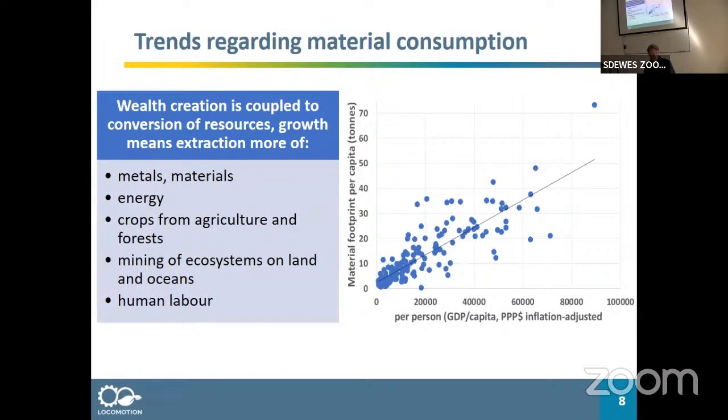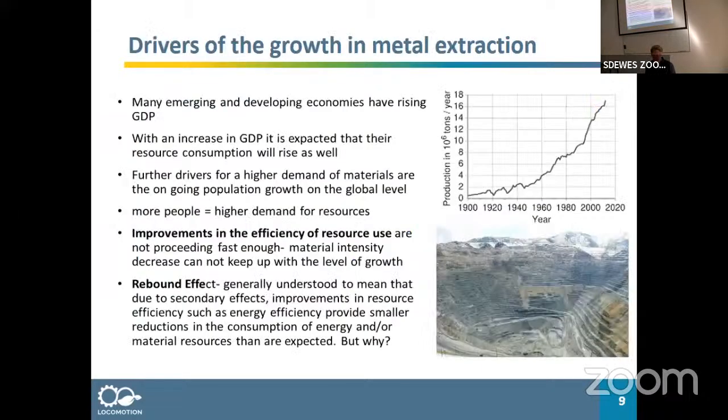So what are the trends that we see regarding material consumption? This is one of the first questions that we have. We see a clear indication that wealth creation is coupled to consumption of resources, metals and materials, energy, crops, agriculture, and also mining of ecosystem and human labor. Here you can see a graph plotted of, I think it's 160 countries or something, and the relation of GDP to the material footprint per capita. As you can see, a higher GDP correlates pretty well with higher material consumption. Not in all cases, there are some outliers, of course, but in general, we can say this is the behavior that we observe.